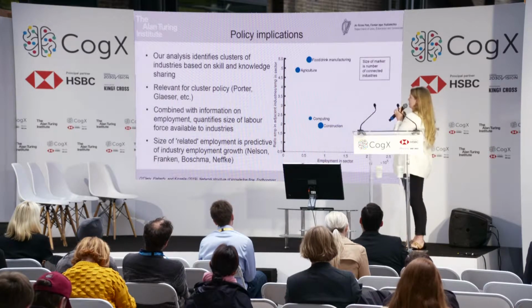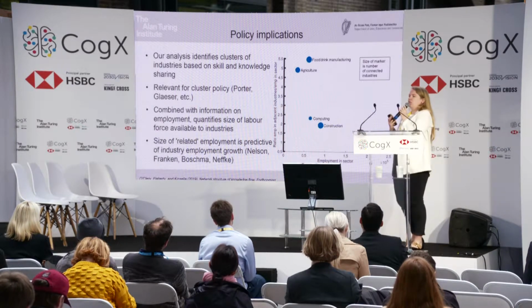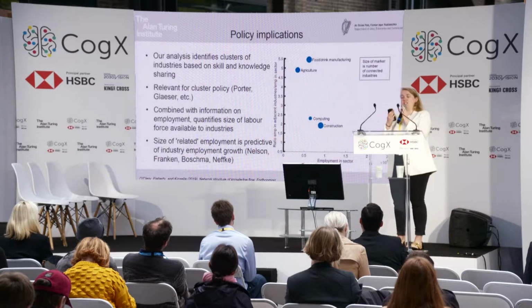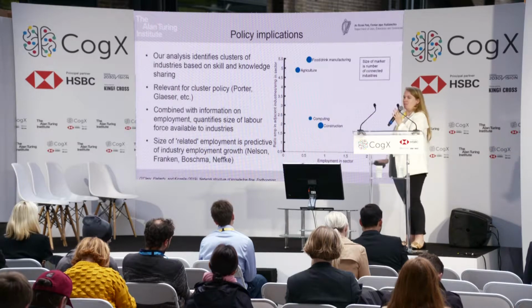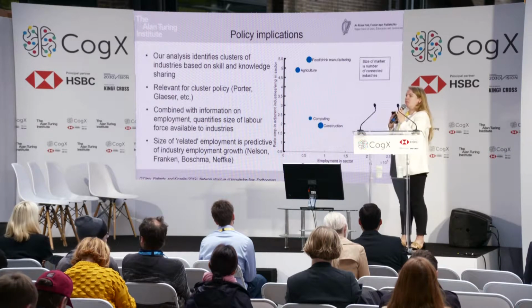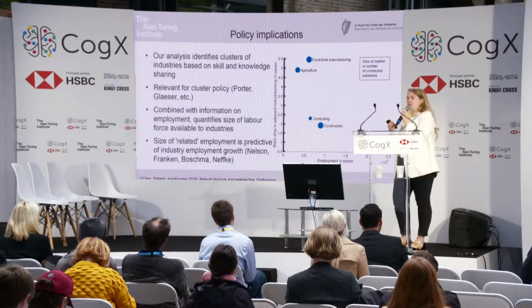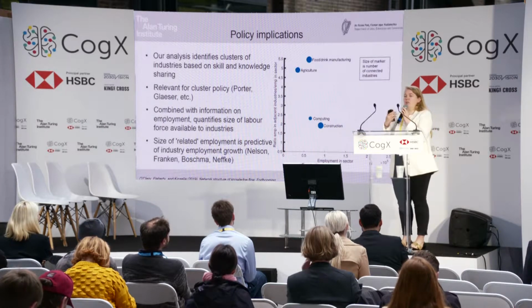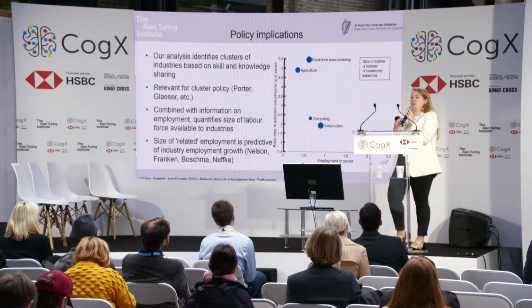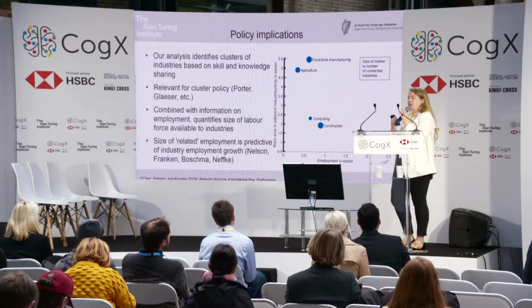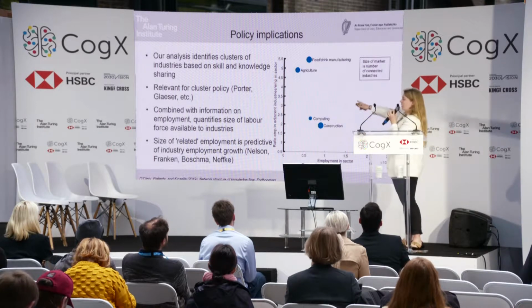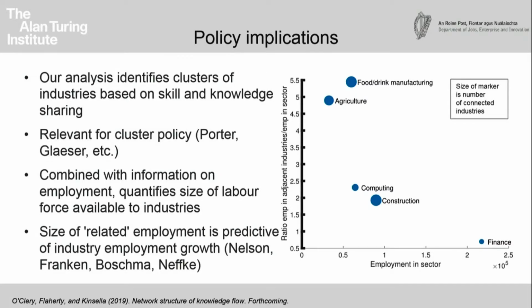A particularly interesting case in point is finance. As we've seen, it's quite disconnected from the network, but it has a very large employment size. However, if a new finance firm is moving to Ireland, for example, and wants to hire, the amount of skilled labor available to them in related industries, that exchange workers with finance, is very few. On the y-axis here, we have the ratio of employment that's available to an industry as a proportion of its own industry employment size.